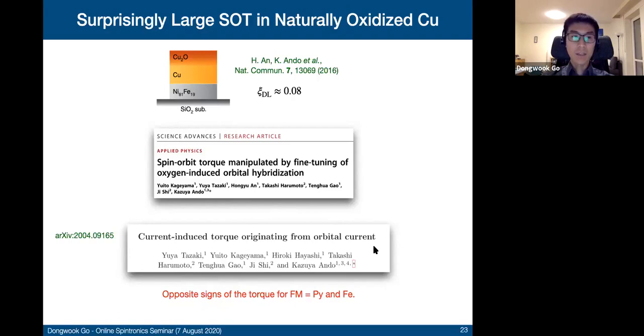And the key evidence here is that they found the sign of the torque is opposite for the permalloy case and the iron case. So this is exactly the orbital torque predicted because it depends on spin-orbit coupling of the ferromagnet. So they saw the sign change of the torque depending on the ferromagnet.